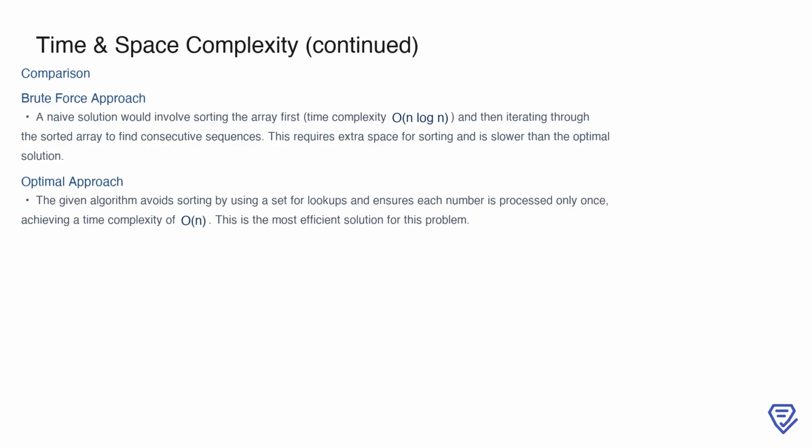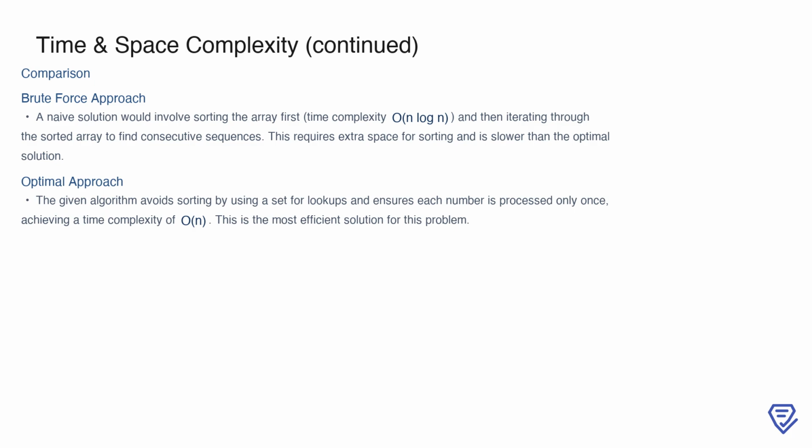A naive solution might involve sorting the array first, which has a time complexity of O(n log n). After sorting, you would then iterate through the array to identify consecutive sequences. This approach not only takes more time but also requires additional space to store the sorted array.